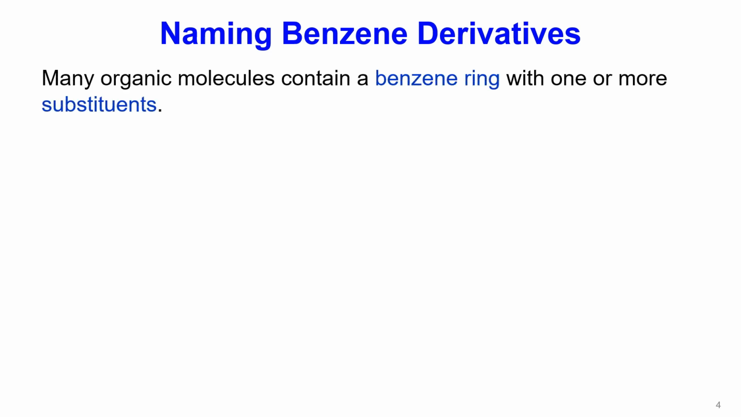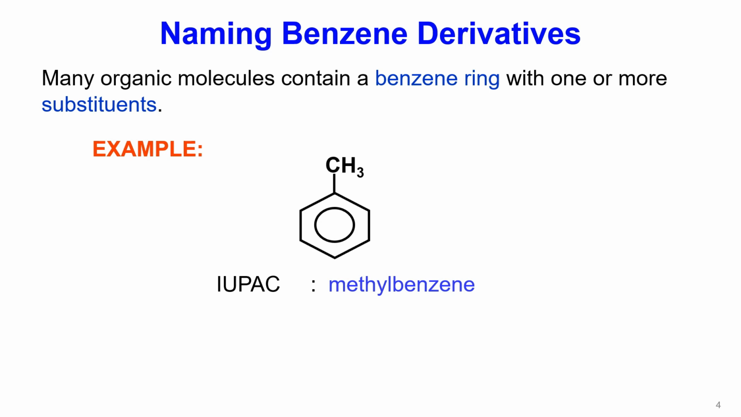Unlike aliphatic organics, nomenclature of benzene-derived compounds for a single aromatic compound can have multiple possible names, such as common and systematic names. In these sessions, we will analyze some of the ways these compounds can be named. Many organic molecules contain a benzene ring with one or more substituents. For example, methane attached to a benzene ring would be named as methylbenzene.